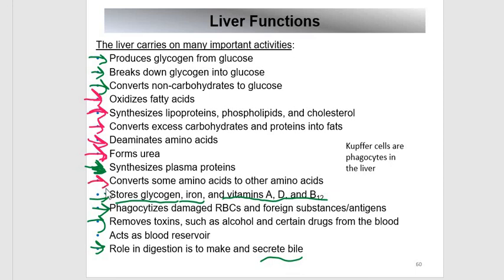It converts some amino acids to other amino acids. Again, the liver is great at doing switcheroos and making things. Here we're not really changing the biomolecule type, but we are going back and forth between one amino acid and another. It acts as a blood reservoir. We did mention that we have a lot of blood supply to the liver. So it's going to have so much that we consider it a blood reservoir.